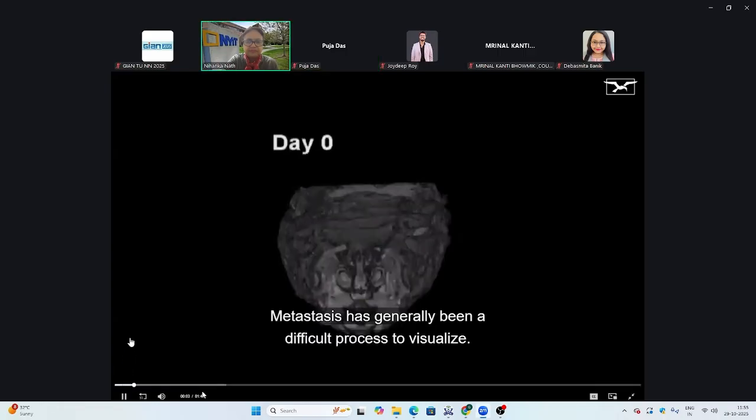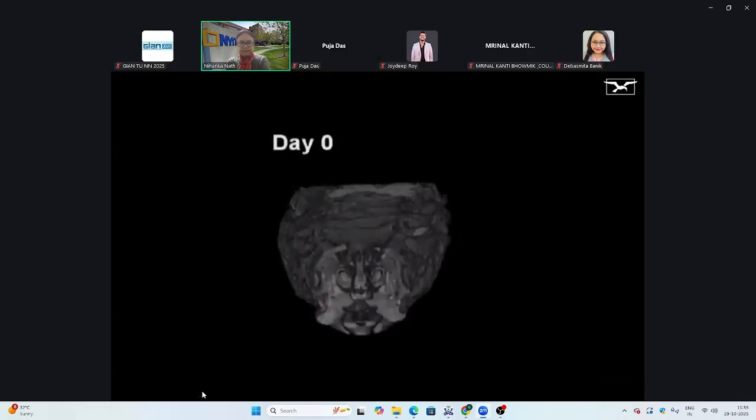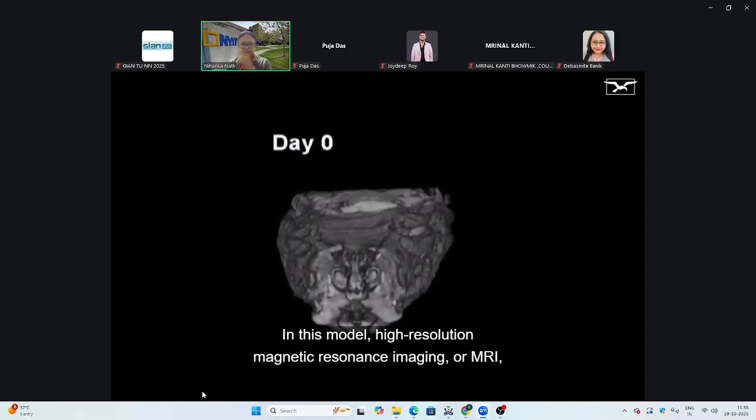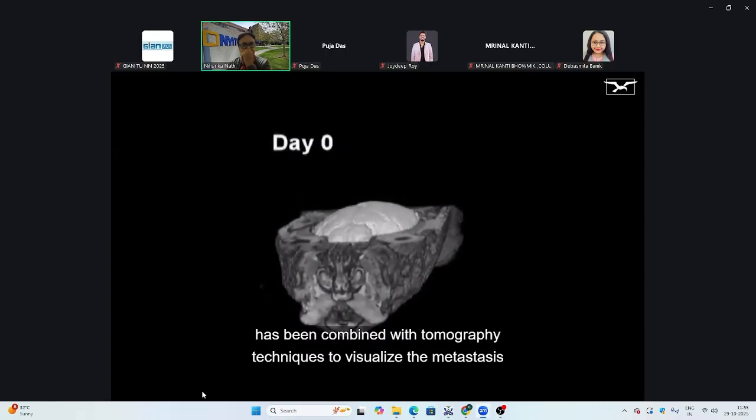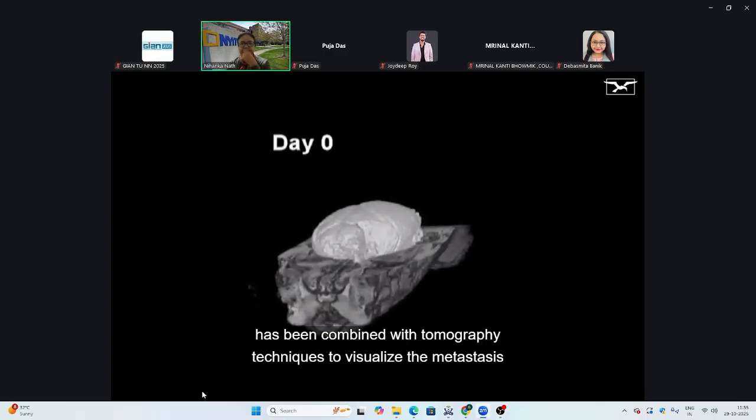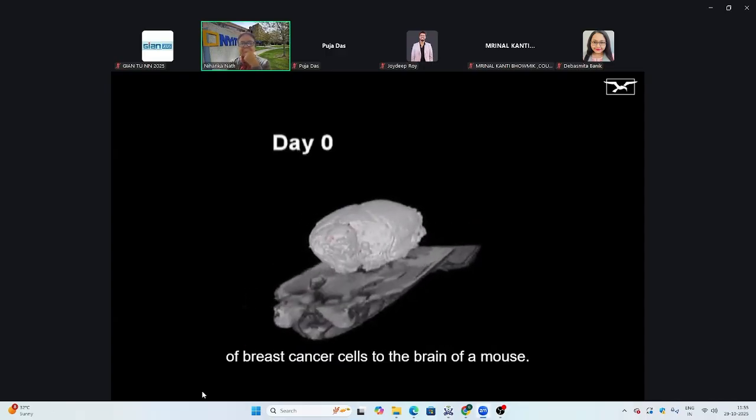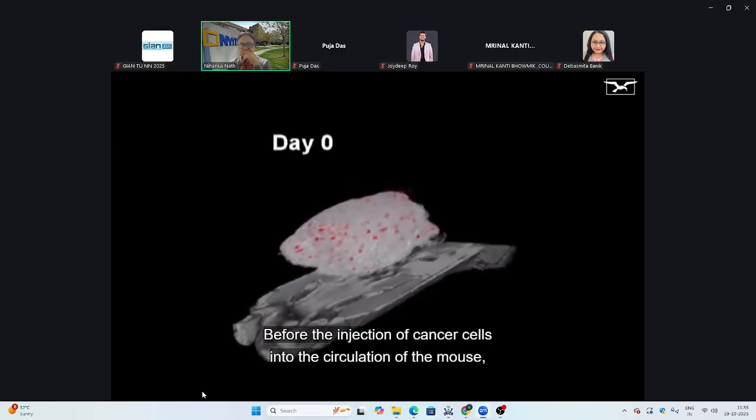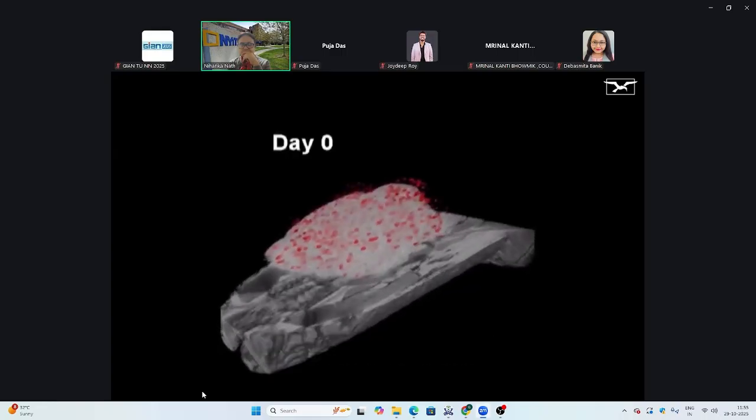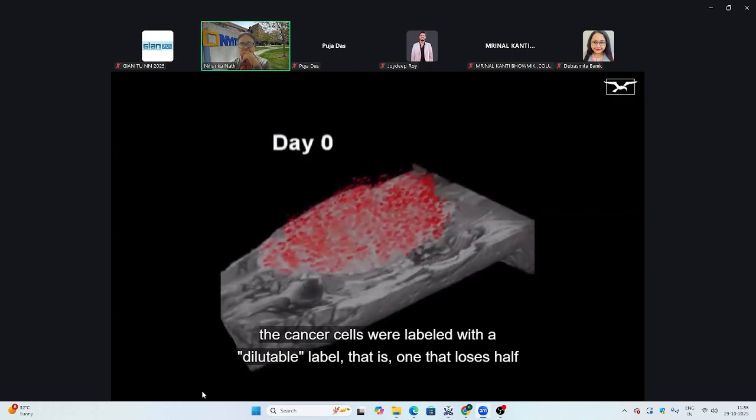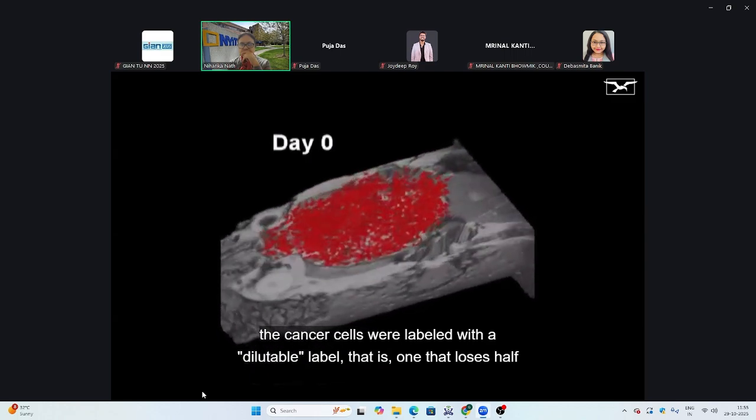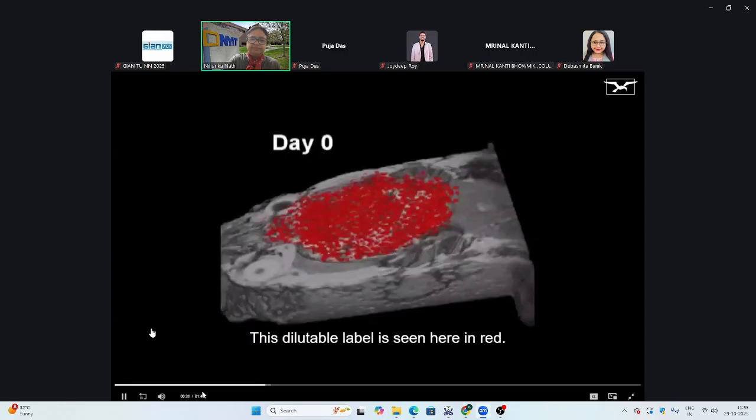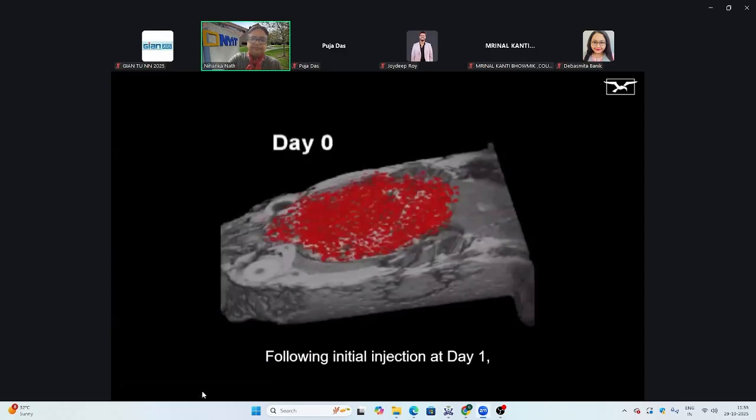Metastasis has generally been a difficult process to visualize. In this model, high-resolution magnetic resonance imaging, or MRI, has been combined with tomography techniques to visualize the metastasis of breast cancer cells to the brain of a mouse. Before the injection of cancer cells into the circulation of the mouse, the cancer cells were labeled with a dilutable label, that is, one that loses half of its intensity each time a cell divides. This dilutable label is seen here in red.